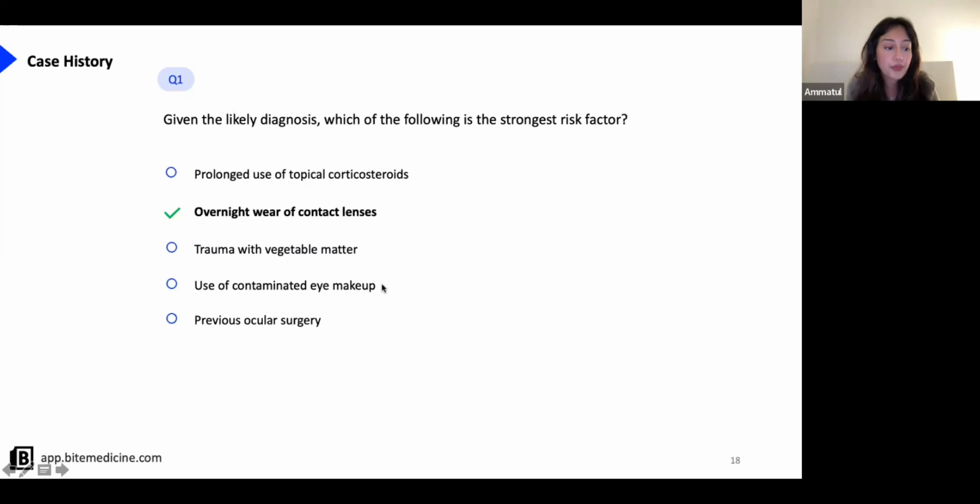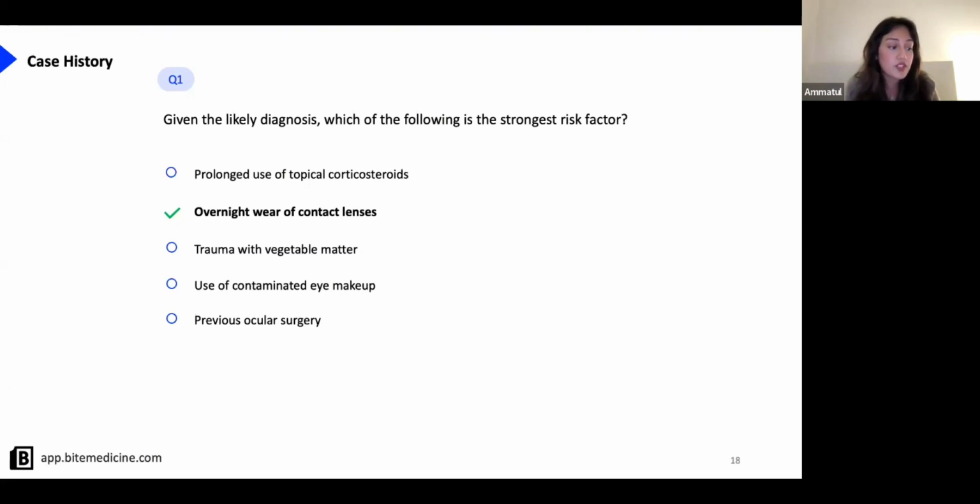And infective keratitis is an ocular emergency, so you would need to refer them urgently. Prolonged use of topical corticosteroids is a risk factor for keratitis. However, it is not mentioned in the patient's history.